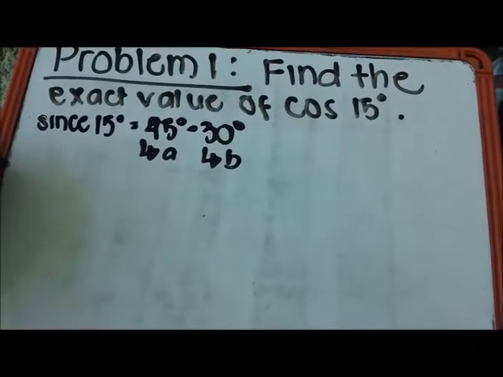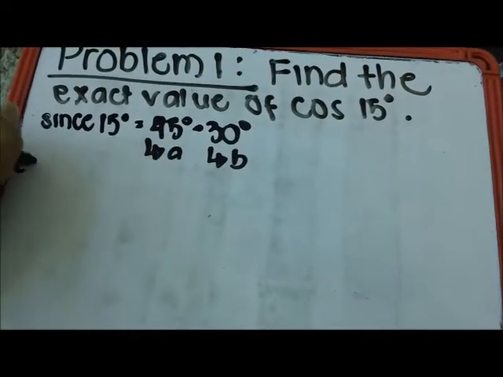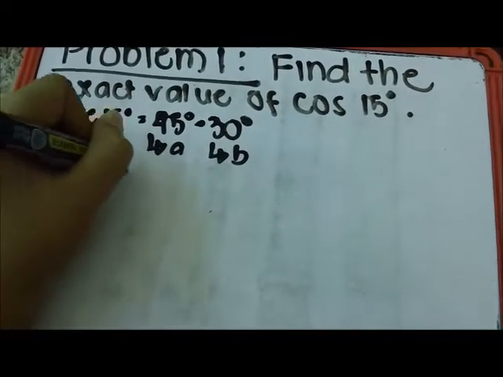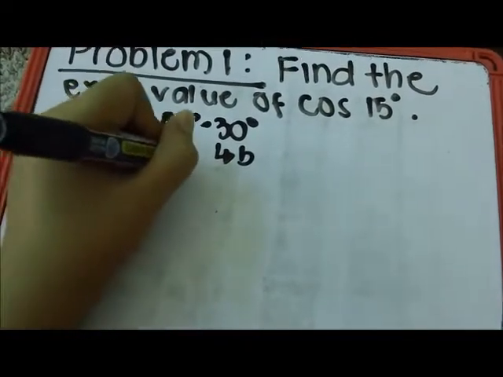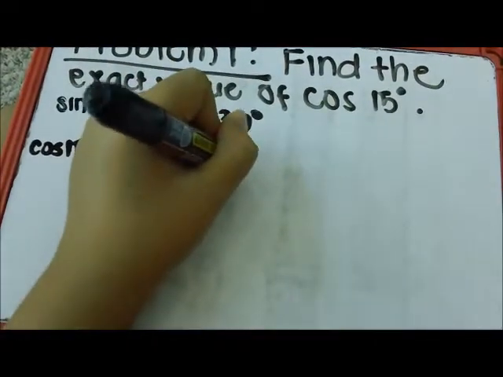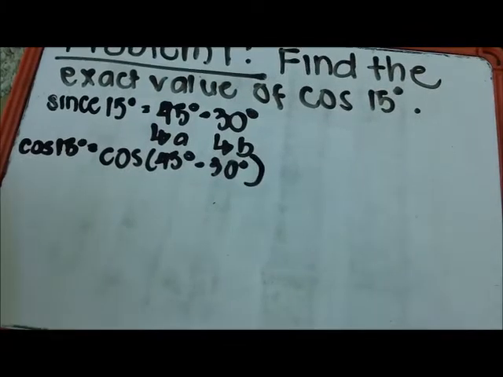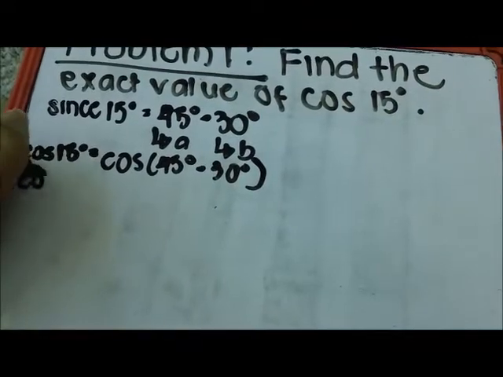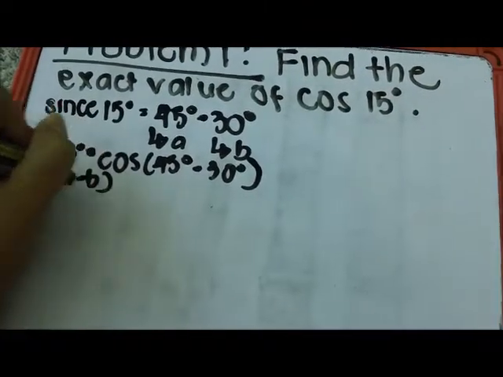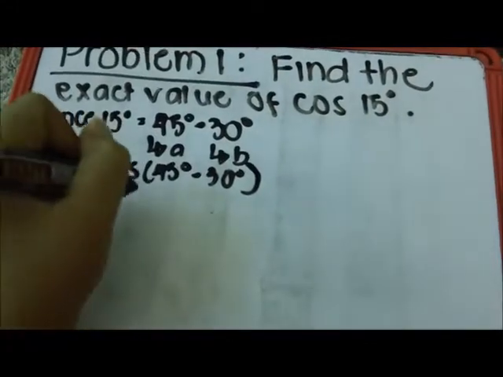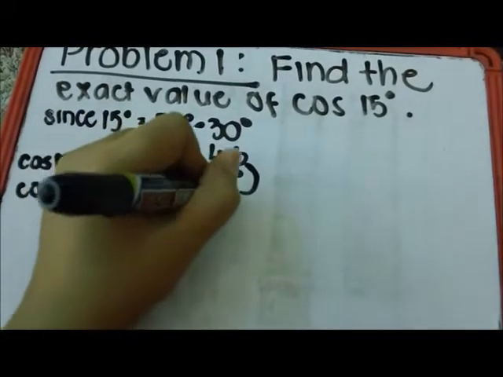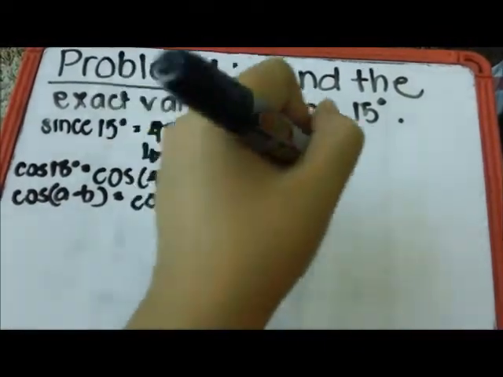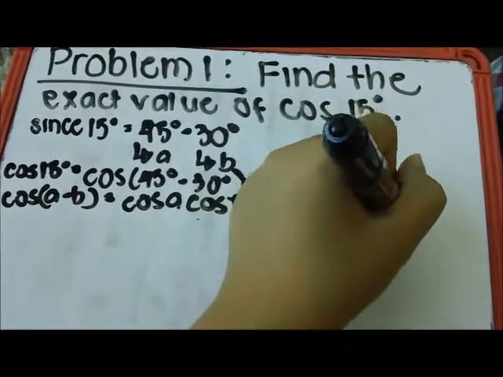First, we have to write the formula in order to make things clearer for us. So cosine 15 degrees is equal to cosine of 45 degrees minus 30 degrees. We also have to write down the general formula to make it much clearer for us. Cosine A minus B will be equal to cosine A cosine B plus sine A sine B.